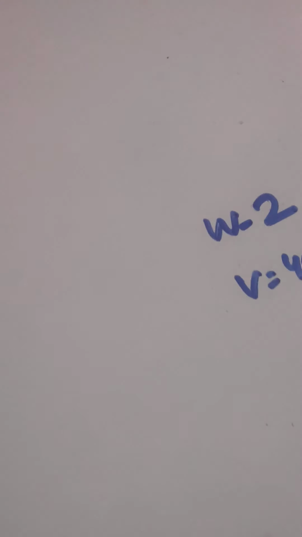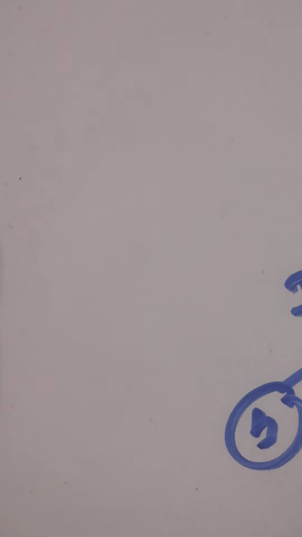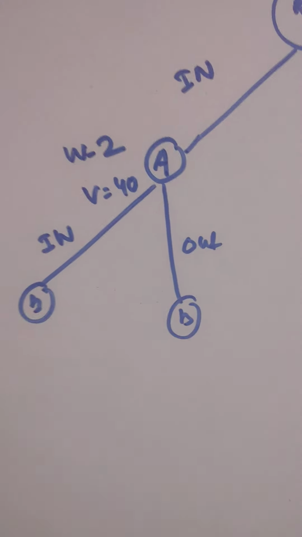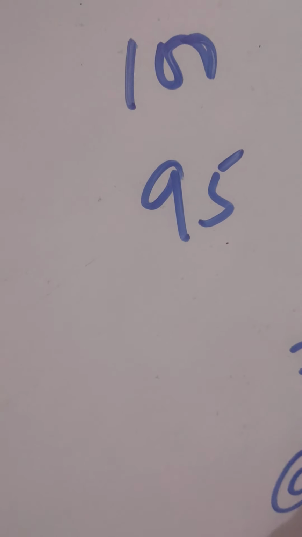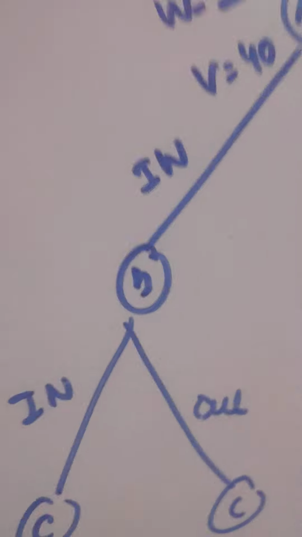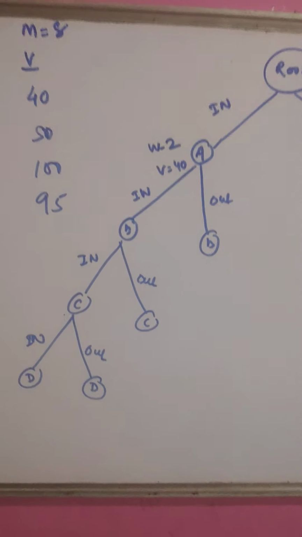Now again, I am going to include B. This is exclusion of B. Again, this is inclusion of C and this is exclusion of C. This is inclusion of D. This is exclusion of D. So at each stage I have to calculate my weight and value.